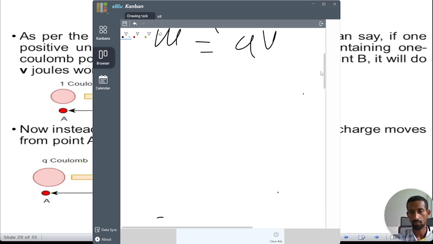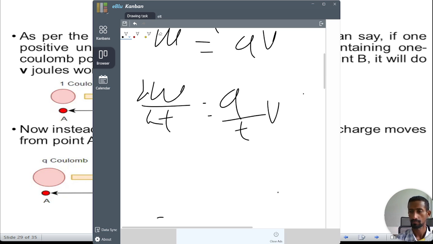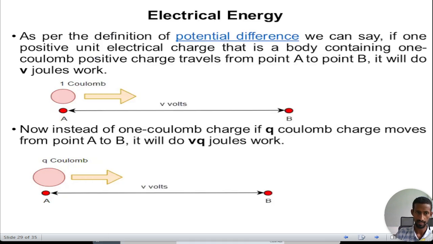So let's say the work done per time, that means the rate dW by dt, will be QV. When we talk about this energy, we have assumed that this is the work done to move from point A to point B.